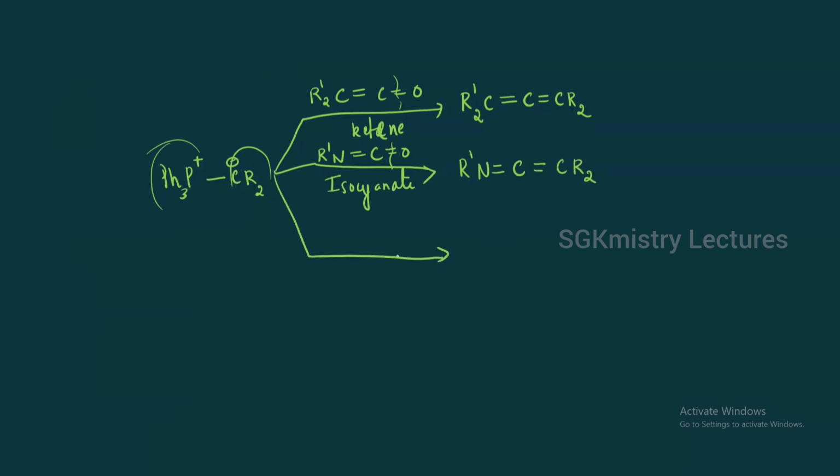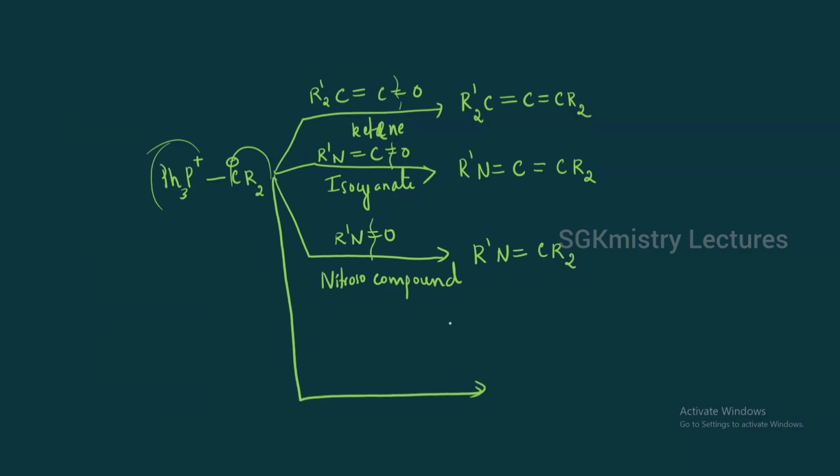So we have seen clearly in the mechanism how it goes about, right? So next, R' dash N double bond O, that is a nitroso compound. So again, it is very simple to predict the product. This bond breaks here. This is going to join with the Ph3P part of the molecule. So you get R' dash N double bond CR2.